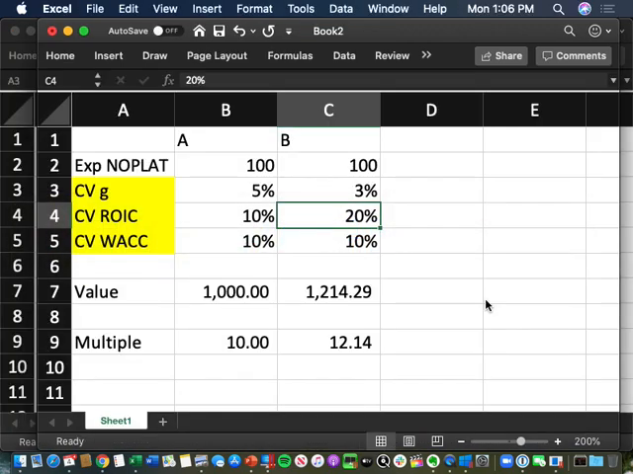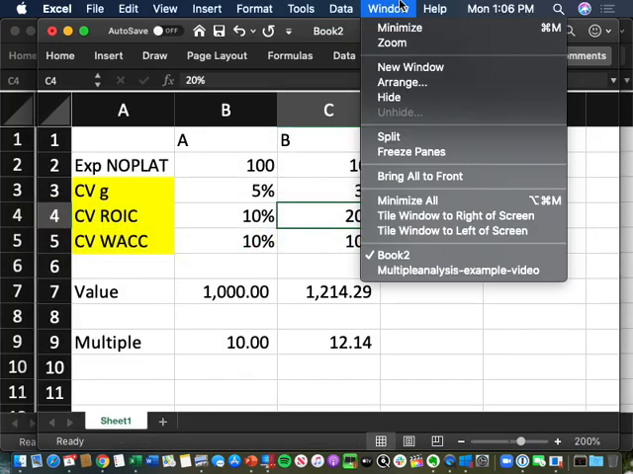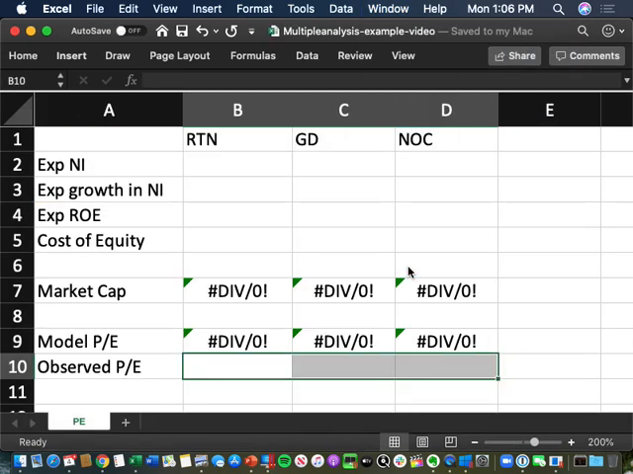Okay, so this is the second spreadsheet in the multiples section. It's got 3 companies on it: Raytheon, General Dynamics, and NOC, which is Northrop Grumman. And it has the key value driver equation based on those 4 factors. So net income instead of NOPLAT, and by the way, we want expected net income. We have growth, but instead of growth in cash flow, it's growth in net income. And then ROE replaces ROIC, and the discount rate will be cost of equity instead of WACC.